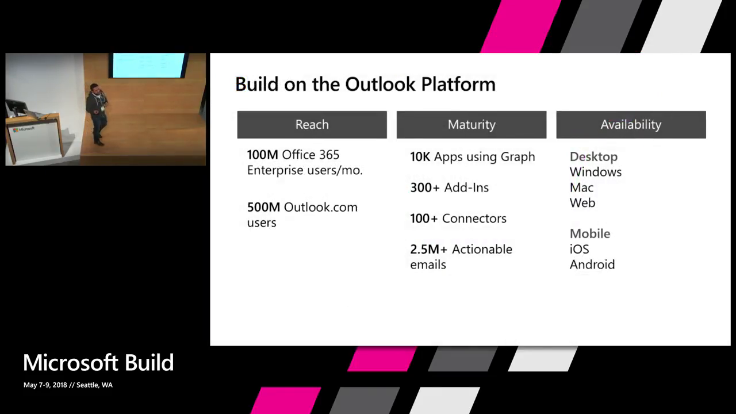So in case you're wondering why Outlook, Outlook has actually tremendous reach. There are about 100 million enterprise customers, about 500 million Outlook.com customers. The platform is getting mature. We have about 10,000 apps connecting to Microsoft Graph. There are about 300 plus add-ins, about 100 plus connectors available in Office Store.